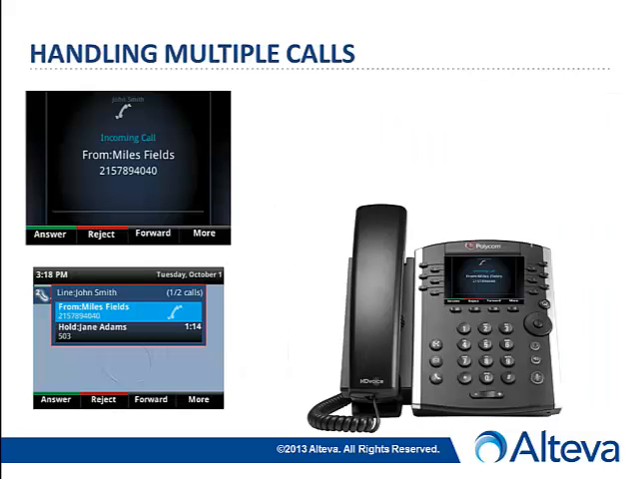Handling multiple calls tends to be the trickiest of all functions for first-time Polycom users. However, the key to understanding how to manage multiple calls is being able to navigate and identify the active and held calls. During a live call, you will see the incoming call screen and you will hear a beep on the receiver. You can choose to answer the new call, reject, or forward it. Once you answer the new call, your active call will be automatically placed on hold.